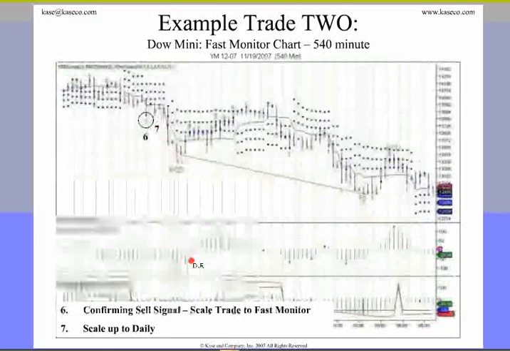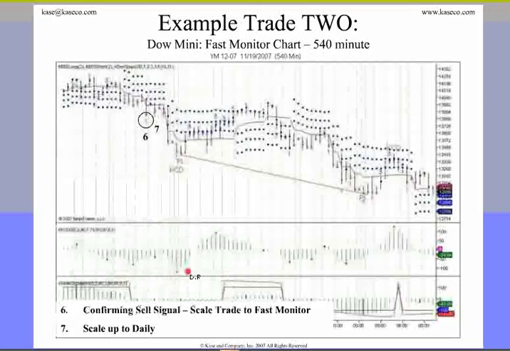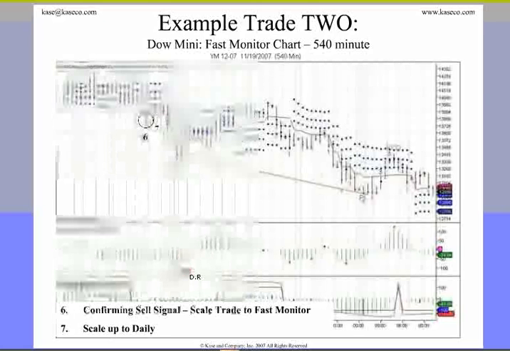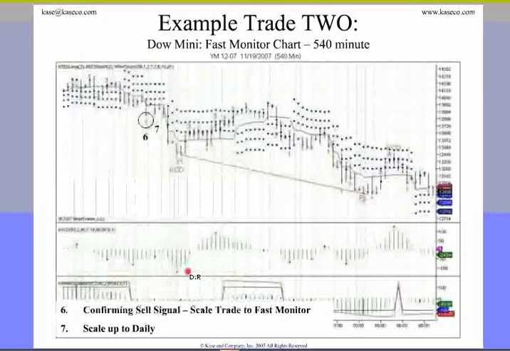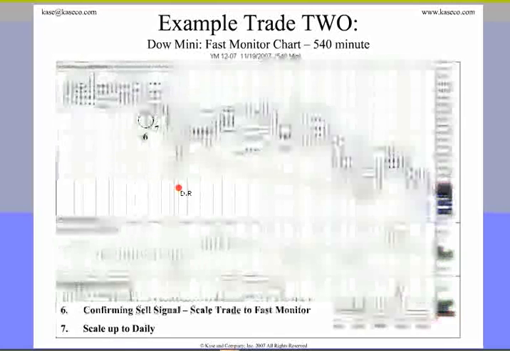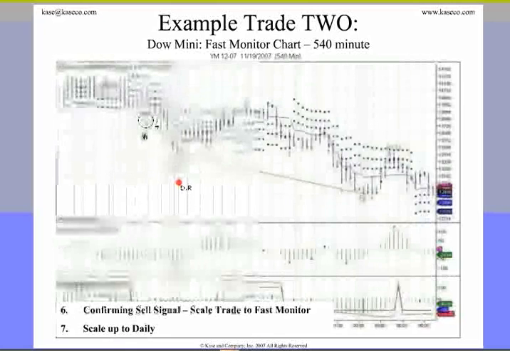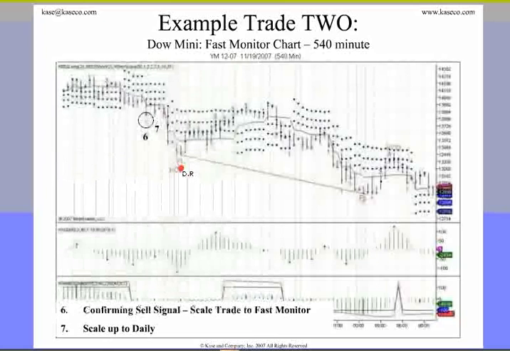Even if we had not exited and let the market turn, we would have hit Dev 3 and would have been stopped out at Dev 3. So in either case, on the 540-minute chart, it would have still been a successful trade, but we would have given up the gains by not rolling to the daily chart like we do here.